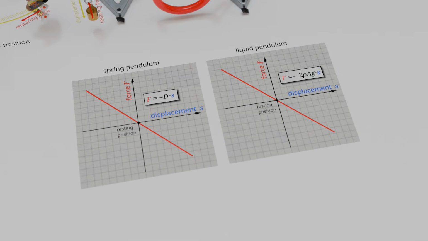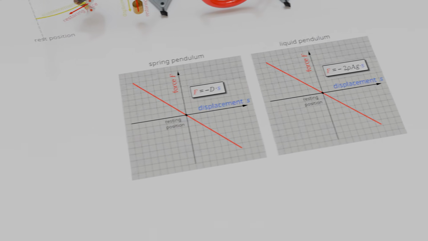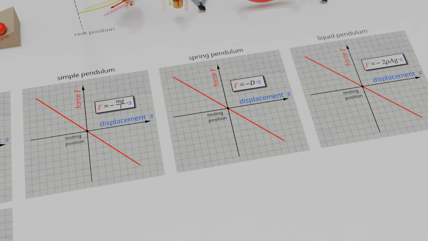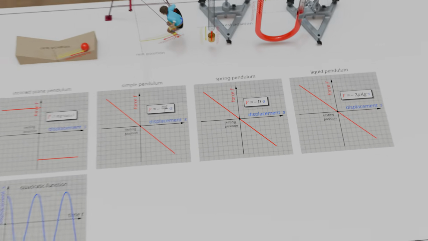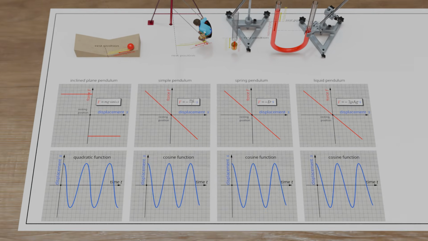In fact, this proportional relationship is a very good approximation for a swing as long as only small displacements are considered. A displacement twice as large from equilibrium then results in a restoring force twice as large. We will look at these cases and derive the corresponding equations in detail in separate videos. We will see that whenever the restoring force is proportional to the displacement, the oscillation can be described using a sine or cosine function. Such oscillations are called harmonic oscillations. This applies to the examples of the simple pendulum, the spring pendulum, and the liquid pendulum.